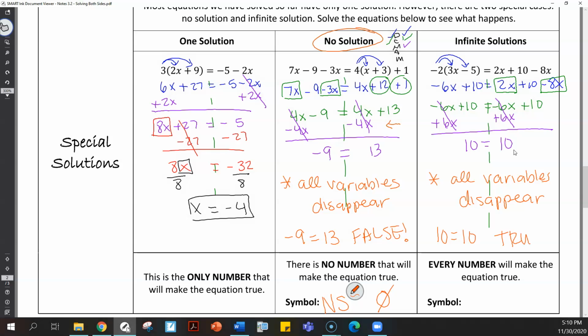This is a true statement, because no matter what number I plug in here, it is always going to be true. I am always going to end up with something equal to itself. 10 will always equal 10. So this one is called infinite solutions. You can do IS, you can do all real numbers. We've talked about that a little bit. You can do the infinity symbol. It looks like an 8 squiggled on its side. I don't care how you represent this. You have to represent that there are infinitely many solutions. Every possible number will work for this.